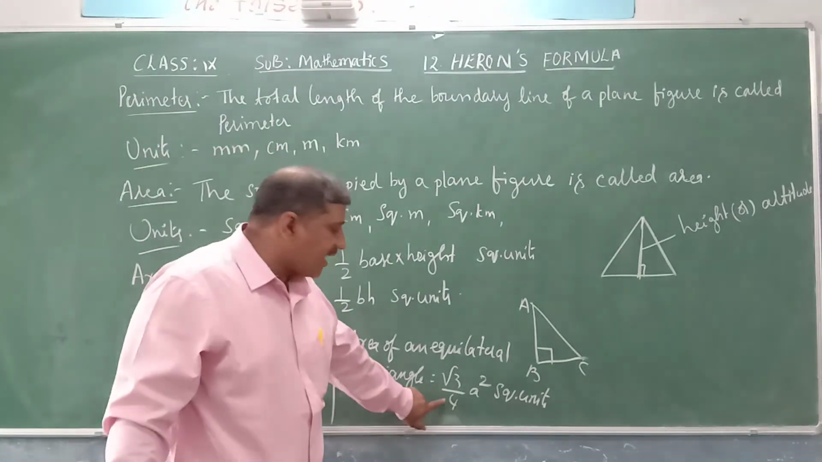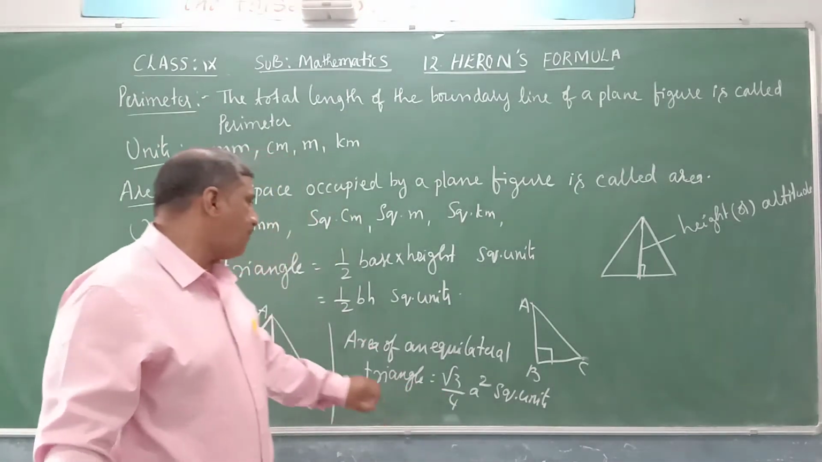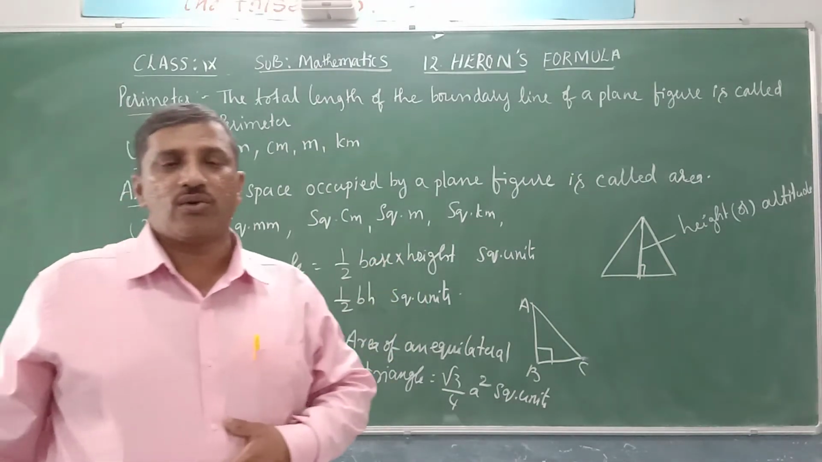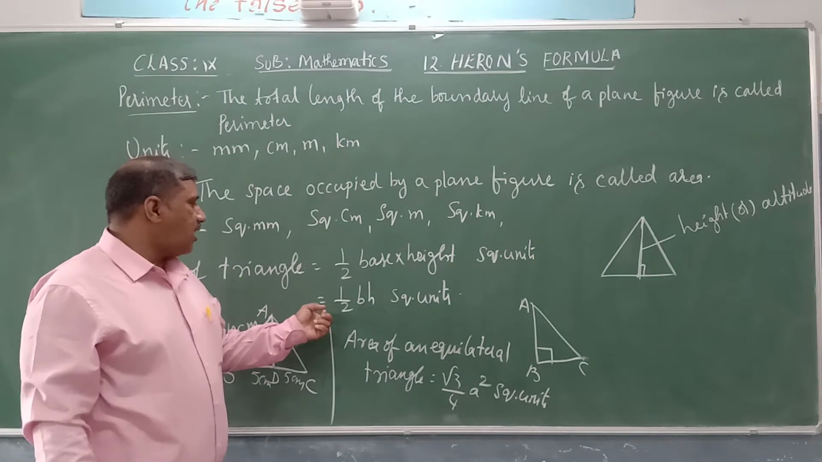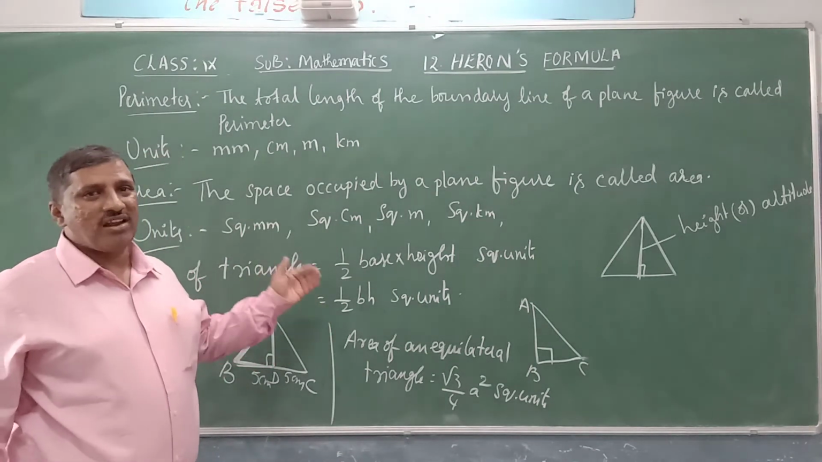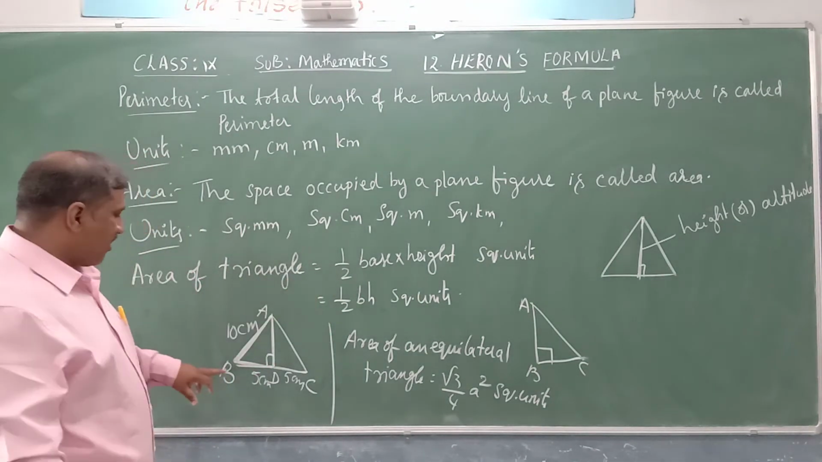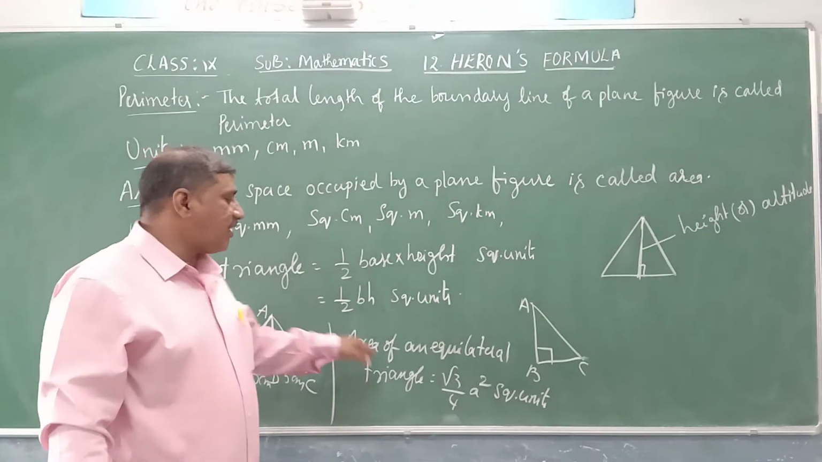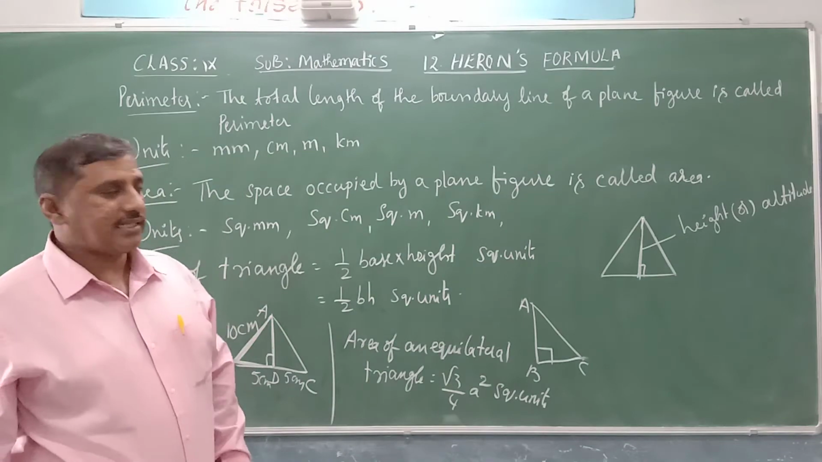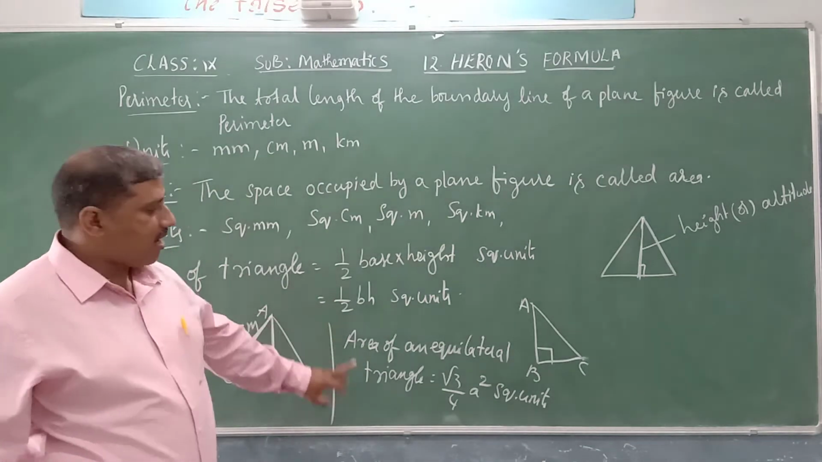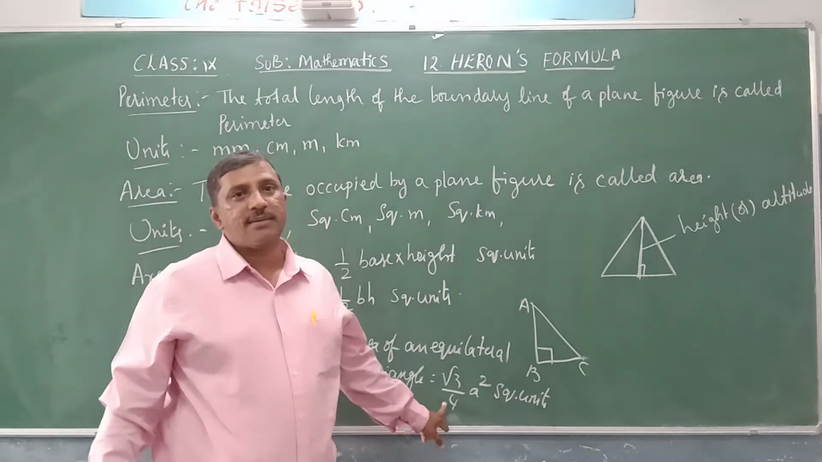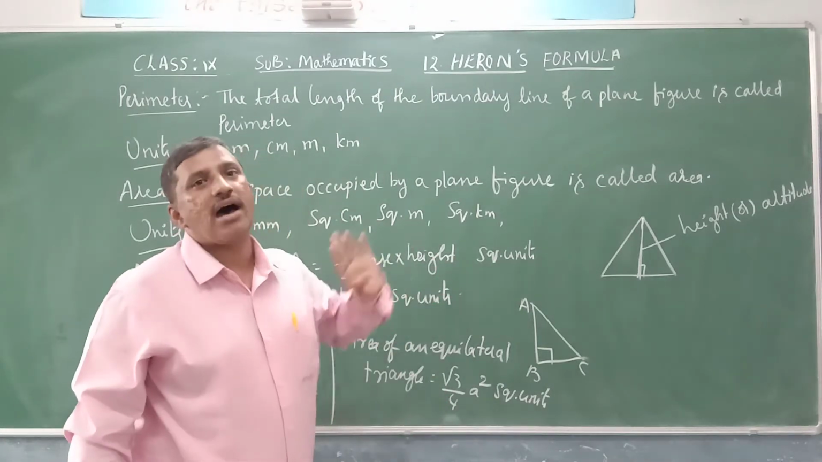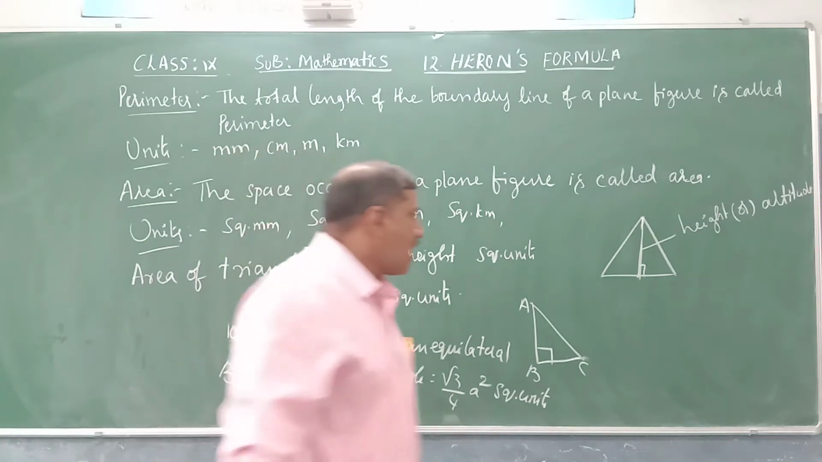So this formula is also derived from half into b into h, that is half into base into height only. We use this formula to find the area of a triangle when we know the base and height. In an equilateral triangle, we know the base and we don't know the height. So we will find the height by using Pythagoras theorem and use this formula, or directly we can use the formula root 3 by 4 a square, which is derived from half into base into height.